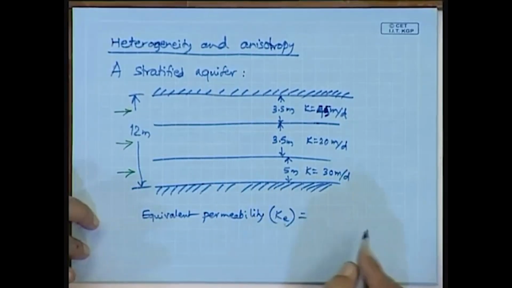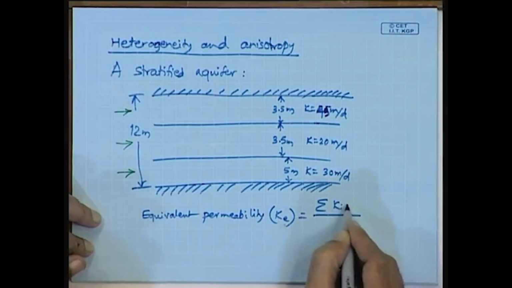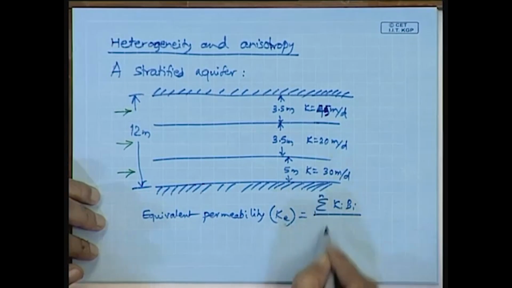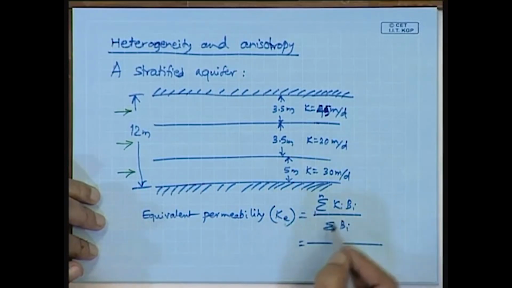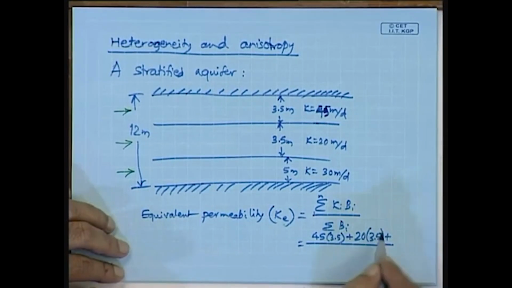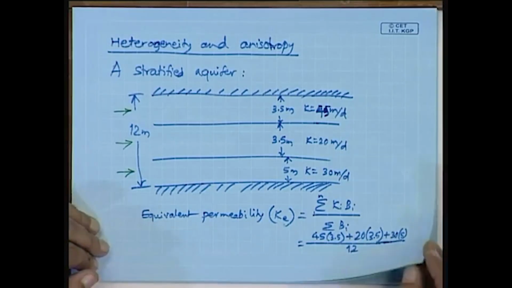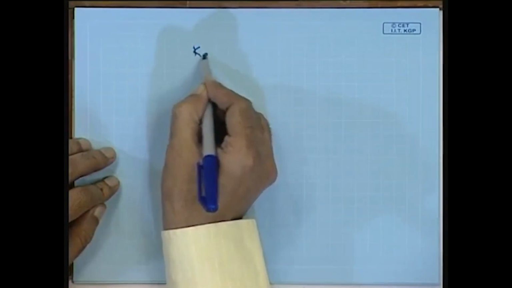So, now let us come to the equivalent permeability. K E in this case is given by summation K I B I from 1 to n divided by summation B I. There are 3 layers, so there will be 3 terms in the numerator. That is 45 into 3.5 plus 20 into 3.5 plus 30 into 5. This is in the numerator, and in the denominator the total thickness, which is 12 meters.